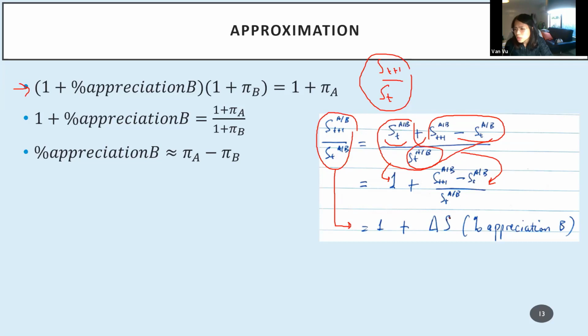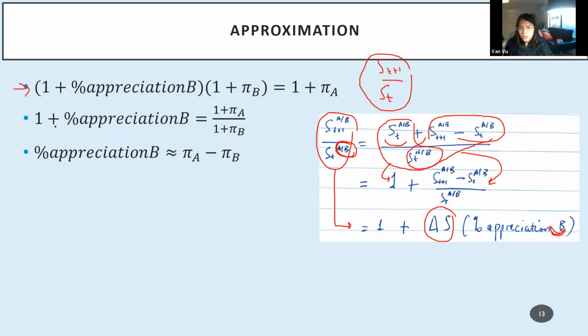So here I call the change in the spot rate the percentage appreciation of currency B, okay? So why is it currency B? That's because in this exchange rate, currency B is the commodity, okay? So here we're talking about the changes in the values of currency B, okay? So from the relative PPP, I can rewrite this equation as 1 plus the percentage change in currency B value, or percentage appreciation in currency B, times 1 plus inflation B equals 1 plus the inflation in A, okay?